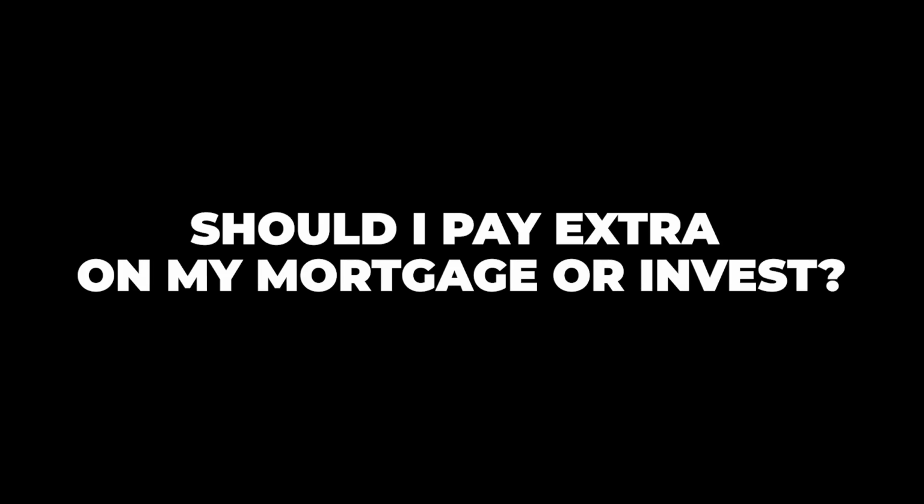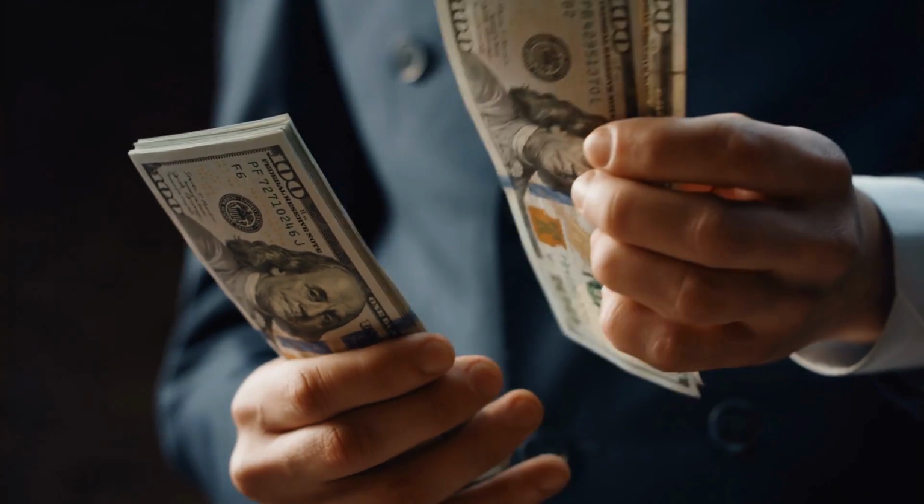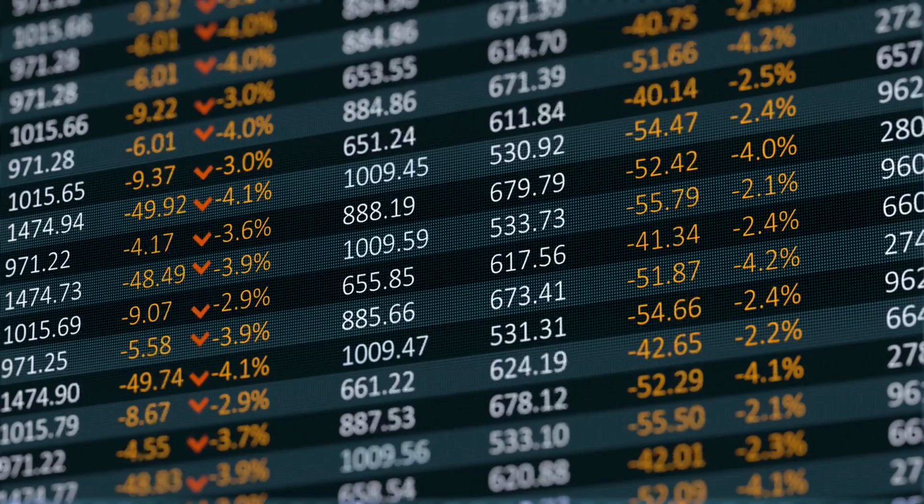Next question, should I pay extra on my mortgage or invest? It's a personal choice if you want to put extra money towards your mortgage or invest. Know that if you pay your mortgage off early, that frees up a considerable amount of money that you can invest later. However, it's also worth noting the magic of compounding. The longer your money is in the stock market, the more time you have to watch it grow.